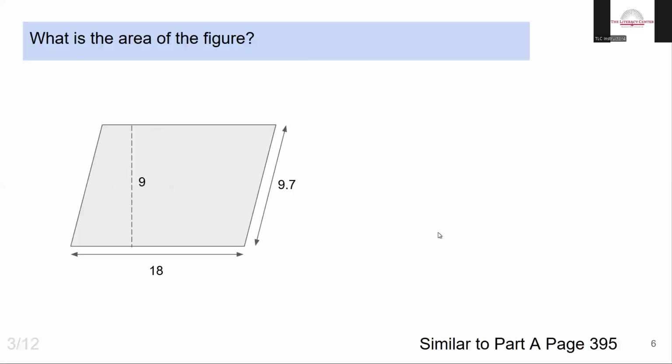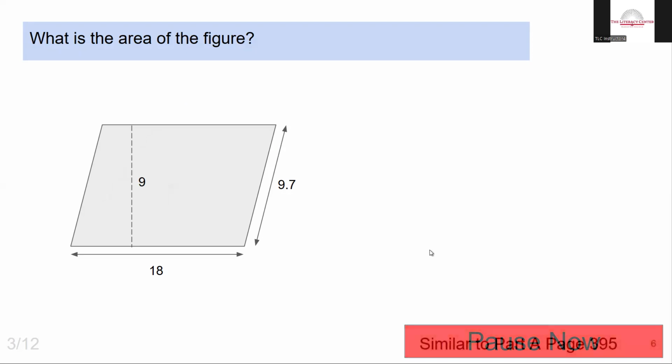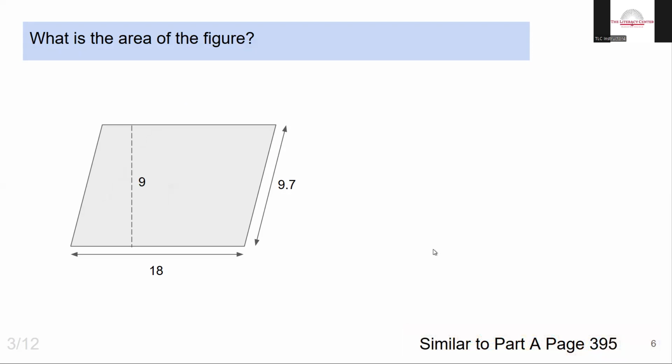Next problem. Of course, we have a different shape here. Identify the shape, find the formula, and substitute your values. Pause the video now. All right, I'm going to solve this one now. So our formula is pretty simple for a parallelogram. It's just base times height.